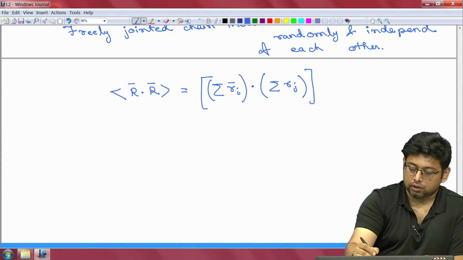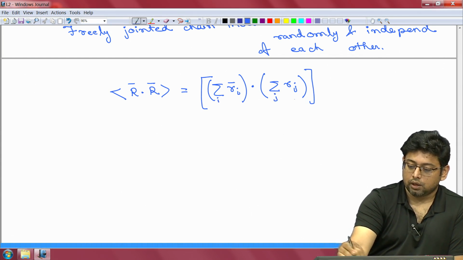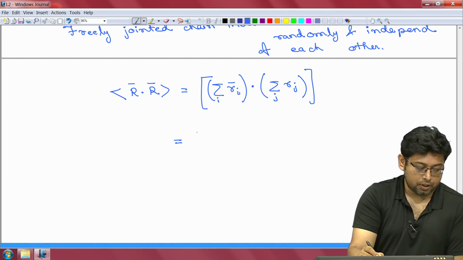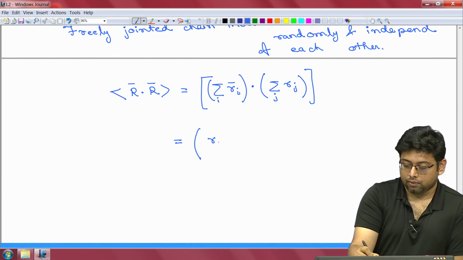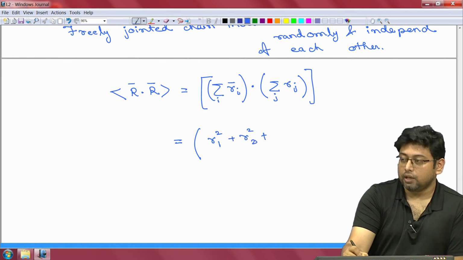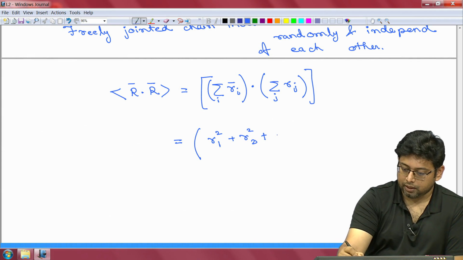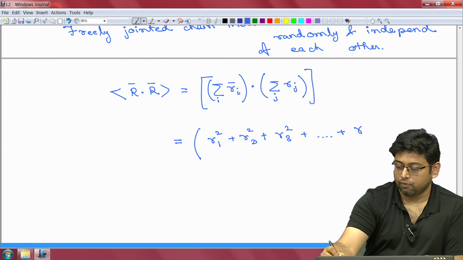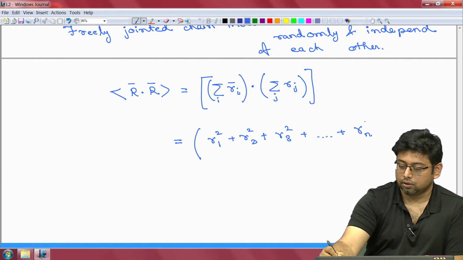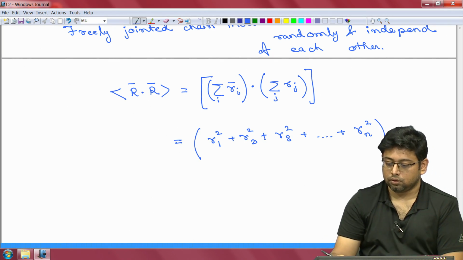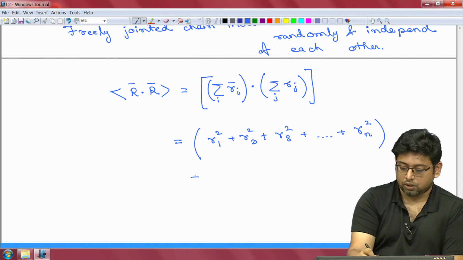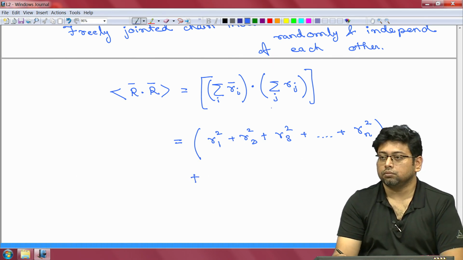So, here it goes from i, this is a j. If you open this up, what you will end up with are r1 square plus r2 square, where these are the magnitudes of the individual vectors, and so on till you have to sum up the nth vectors, plus the other terms.